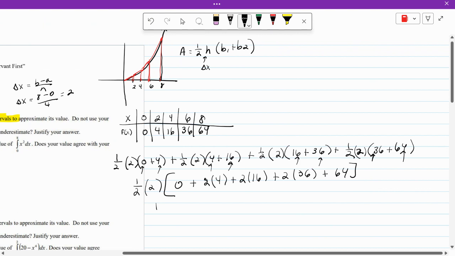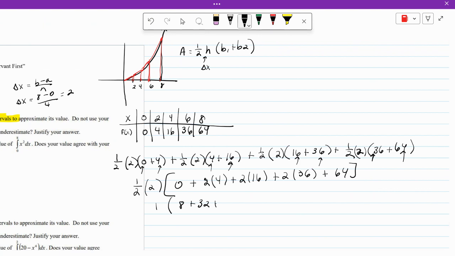Okay, so let's figure out what this number is to figure out our approximation. So 1/2 times 2 is just 1. So let's see, I got 8 plus 16 times 2 is 32. 2 times 36 is 72. And 64, I might have to go to my calculator. Let's see, that's 40. 40 and 72 is 40 plus 72 is 112 plus 64. 112 plus 64 is 176. 176 is my approximation.